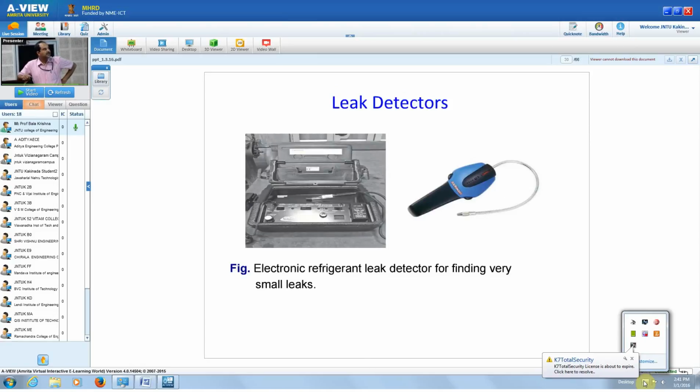This is the electronic leak detector. It will give a signal, like your detectors. Maybe in the panel board, if you put some parts like that on the tubes, and there is any leakage, then it will give signals on the panel board. Next.